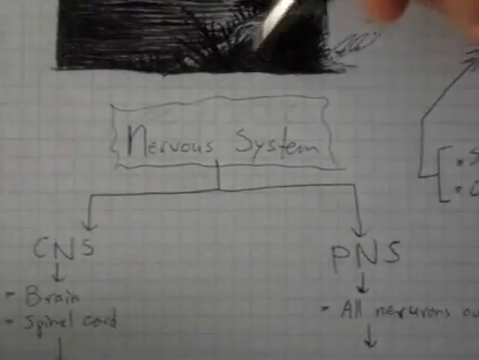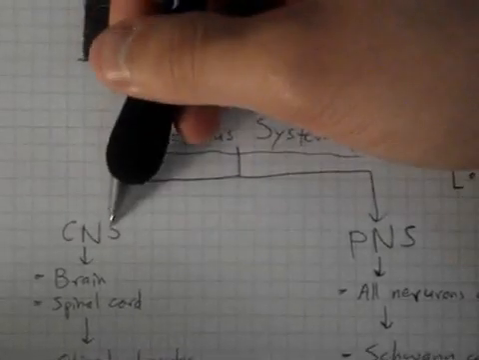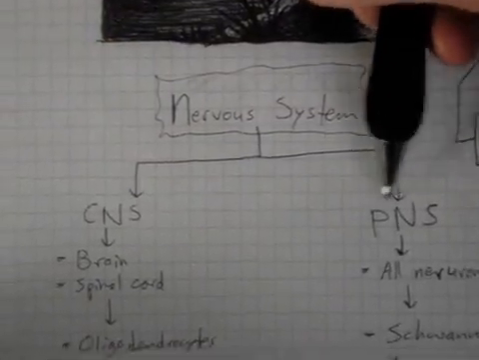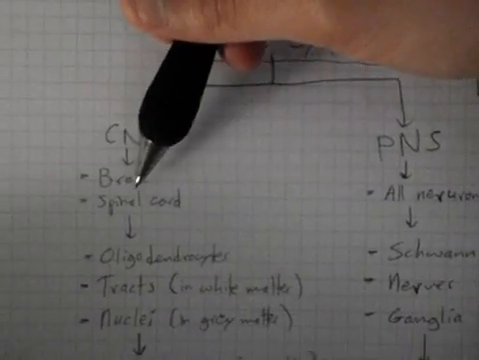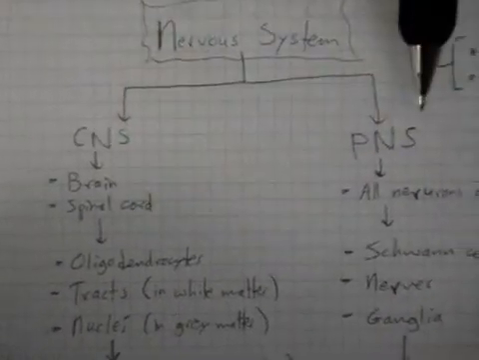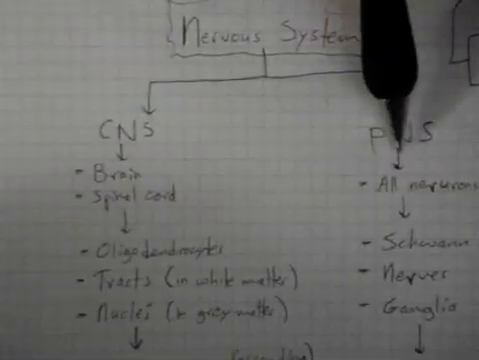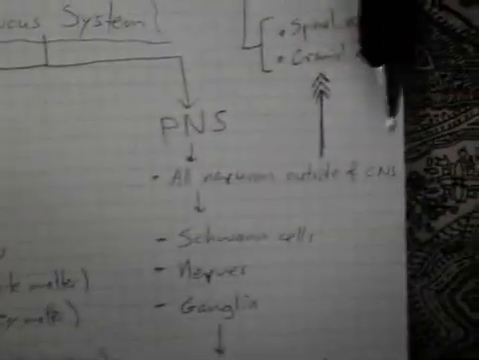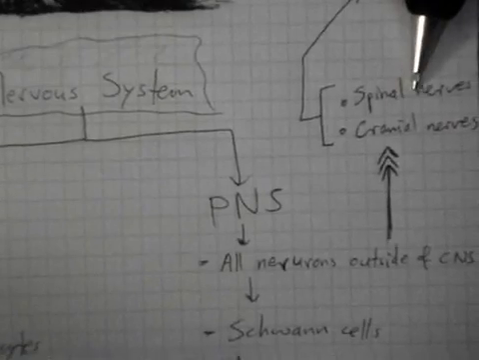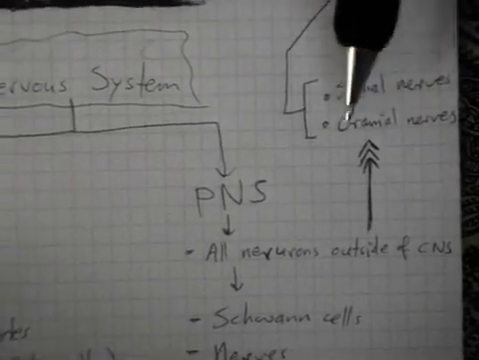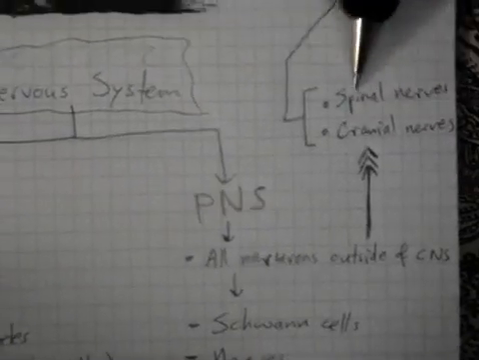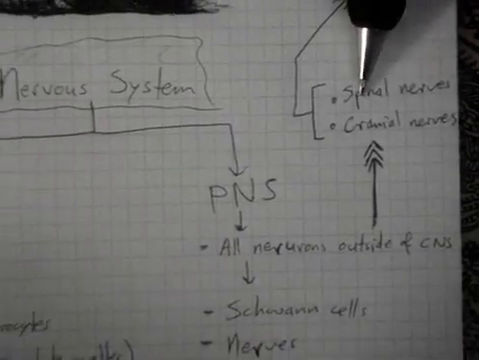Okay? The nervous system consists of two systems, the central nervous system and the peripheral nervous system. The central nervous system consists of the brain and spinal cord. The peripheral nervous system consists of all other neurons that are outside of the central nervous system. And those include the spinal nerves and cranial nerves. We'll talk about the cranial nerves later. We've already talked about the spinal nerves. Okay, we'll come back to this in a second.